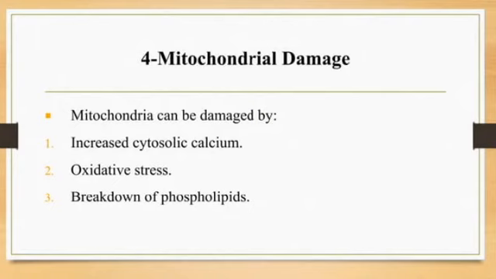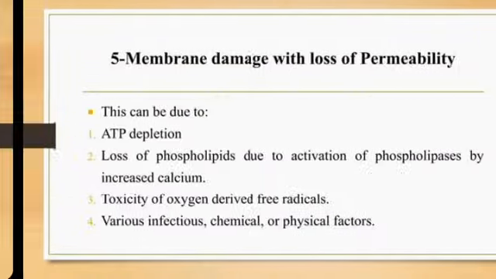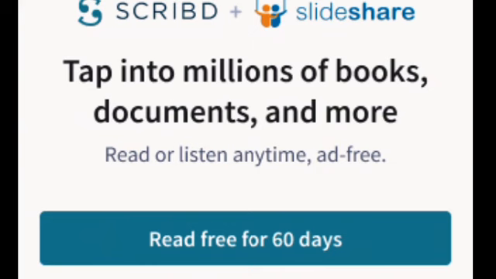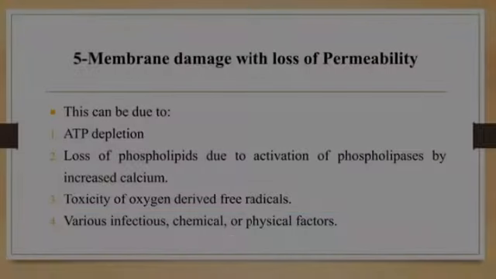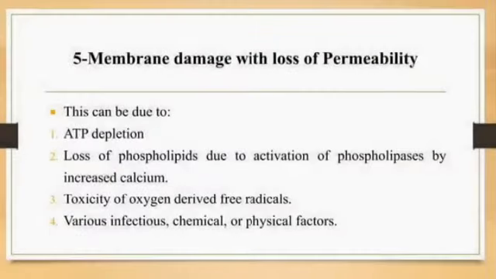While speaking about the mitochondrial damage, the mitochondria can be damaged by increased cytosolic calcium, oxidative stress and breakdown of phospholipids. Fifth one is the membrane damage with the loss of permeability. This can lead to ATP depletion and loss of phospholipids due to the activation of phospholipases by increased calcium. Toxicity of the oxygen-derived free radicals.